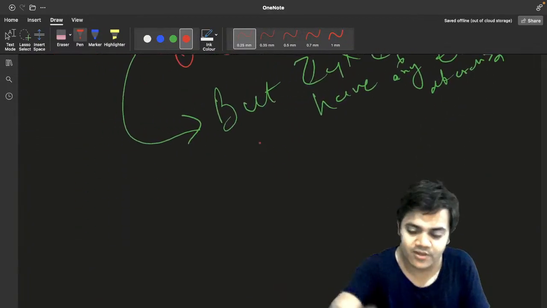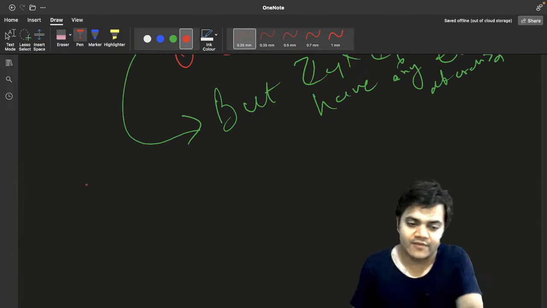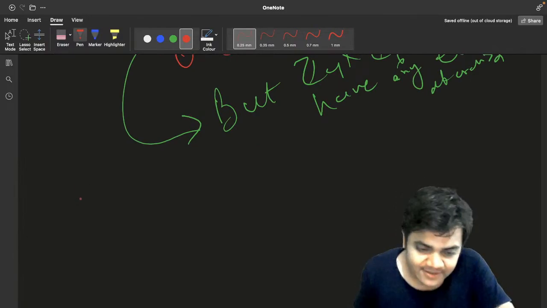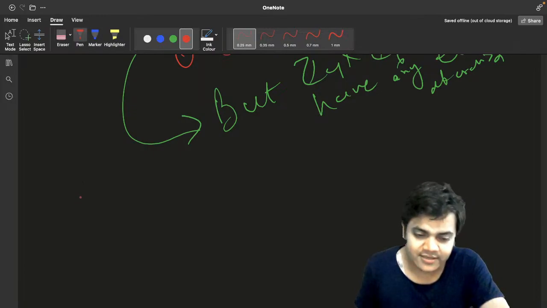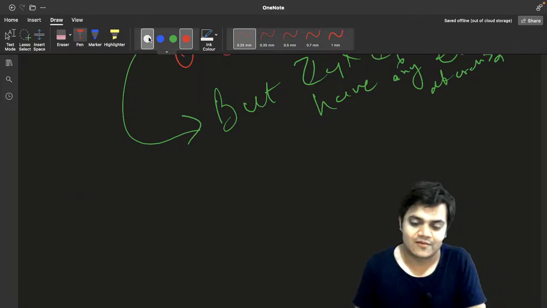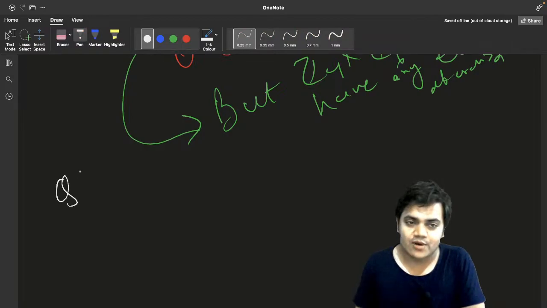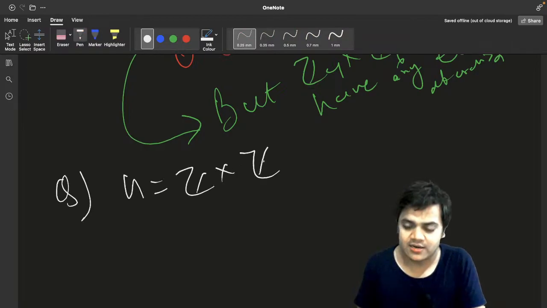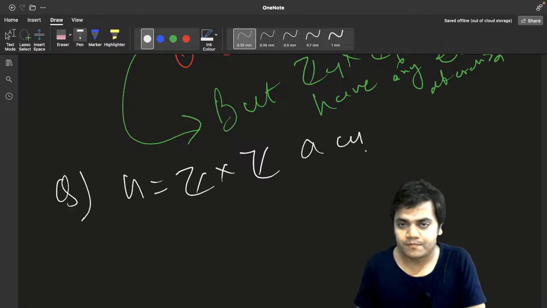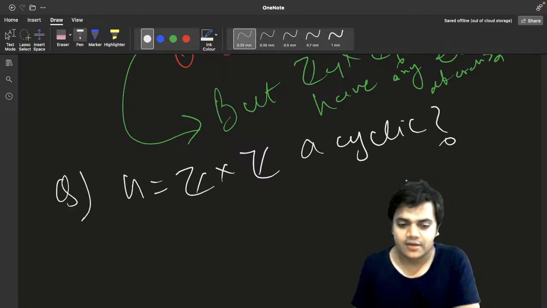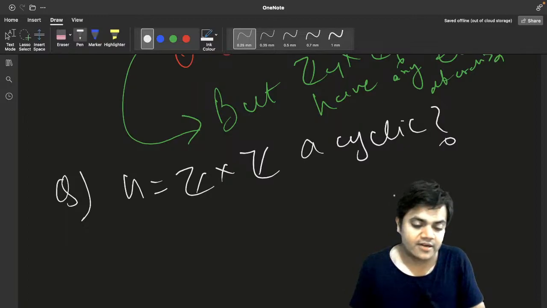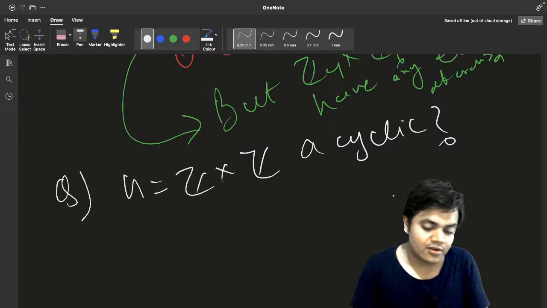Now once again I am going to ask, if anybody is there, they can say yes or no. And at this time I can see Jalaj ji is there. Jalaj ji, you are welcome here. I am just going to ask a very simple question. If G equals Z cross Z, will it be a cyclic group? What do you think? The product of Z and Z, will it be a cyclic group? Yes or no?